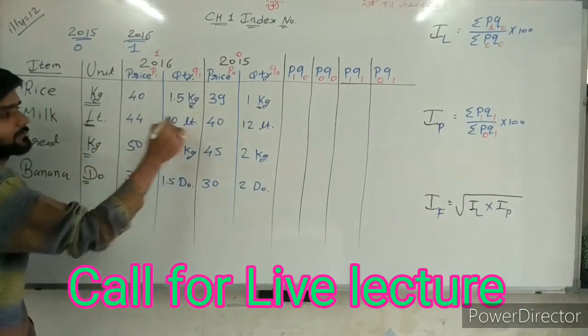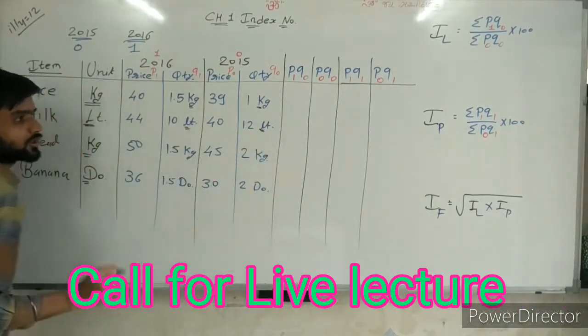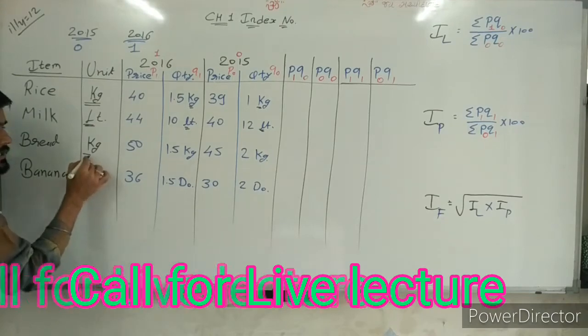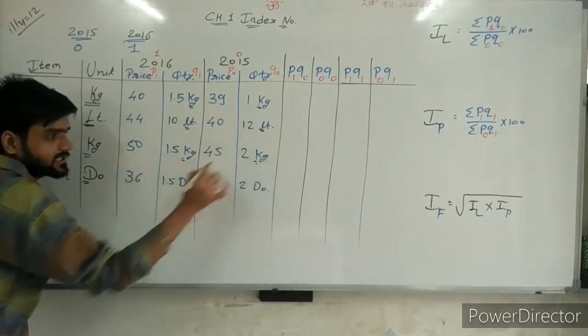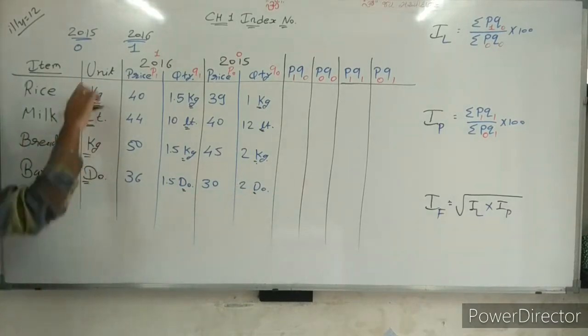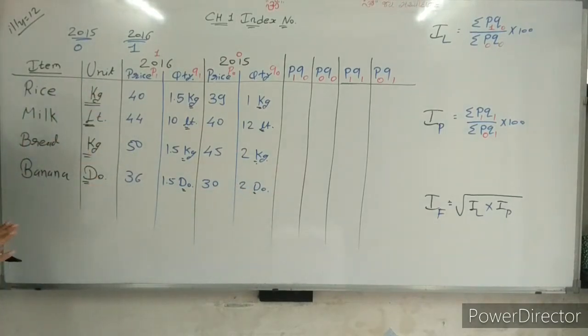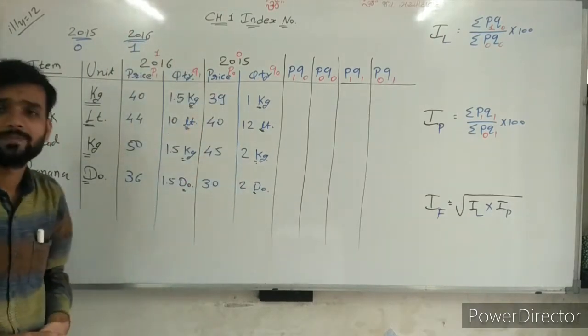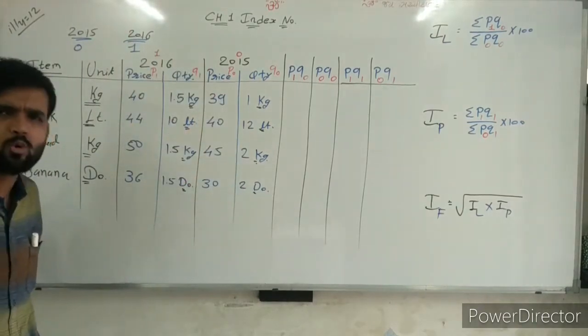Liter information given, quantity also in liter. Here kg, quantity in kg. Dozen, quantity in dozen. And here 1 unit given. So no change needs to be done in the question. That is a very, very important one.